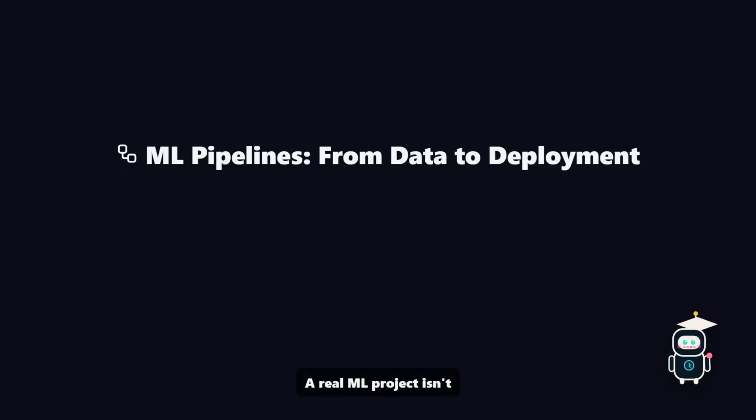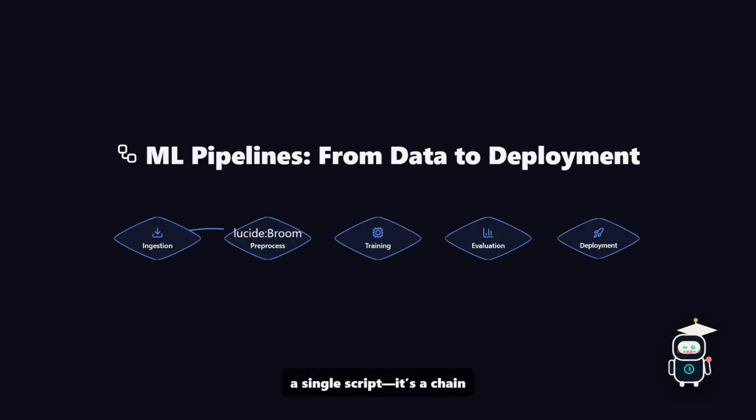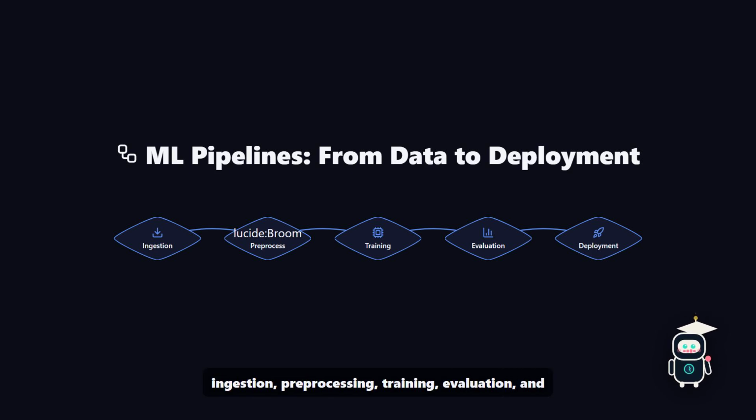A real ML project isn't a single script. It's a chain of steps. Tools like Kubeflow pipelines encode the workflow. Data ingestion, pre-processing, training, evaluation, and deployment, each running in its own containerized component. The orchestrator passes artifacts from step to step. Change a few lines, rerun the pipeline, and you've automatically retrained and redeployed a fresh model, fully traceable and repeatable.